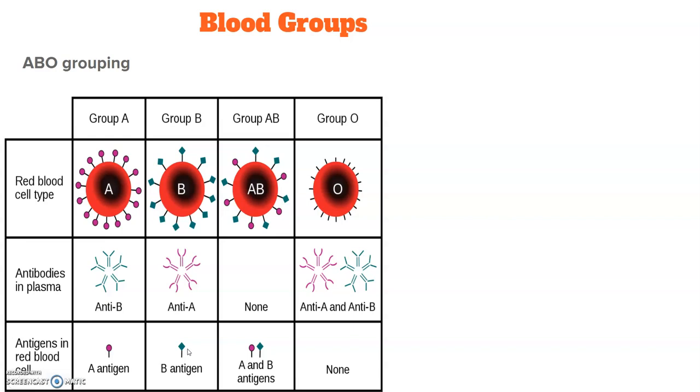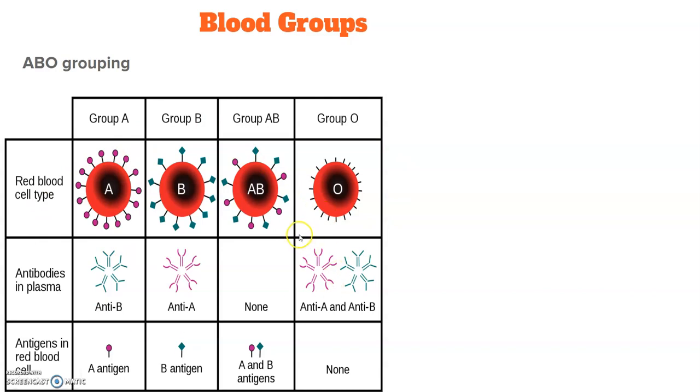And here we see Group A and Group B; you can have a look at the pictures here. The plasma of different individuals contains two natural antibodies, or proteins produced in response to the antigens. The distribution of antigens and antibodies in the four blood groups, that is A, B, AB and O.